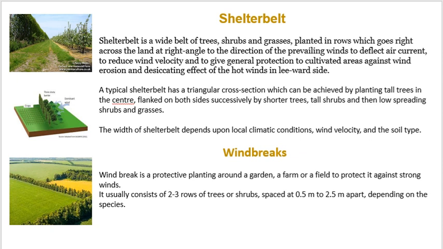A typical shelter belt has a triangular cross section which can be achieved by planting tall trees in the center, flanked on both sides successively by shorter trees, tall shrubs, and then low spreading shrubs and grasses. The width of shelter belts depends upon the local climatic conditions, wind velocity, and the soil type. Windbreaks. A windbreak is a protective planting around a garden, a farm, or a field to protect it against strong winds. It usually consists of 2 to 3 rows of trees or shrubs, spaced at 0.5 meter to 2.5 meter apart, depending on the species.